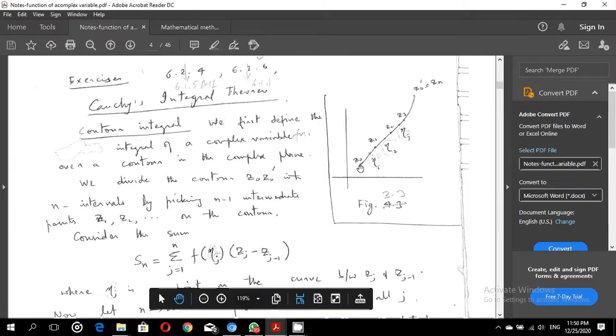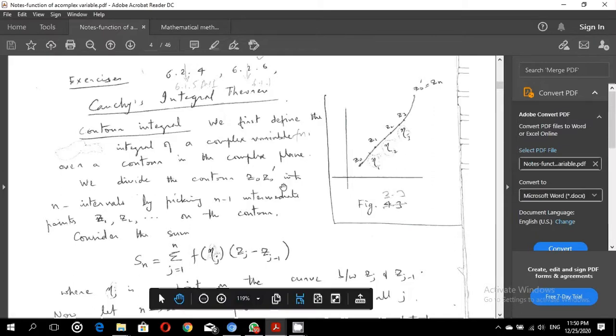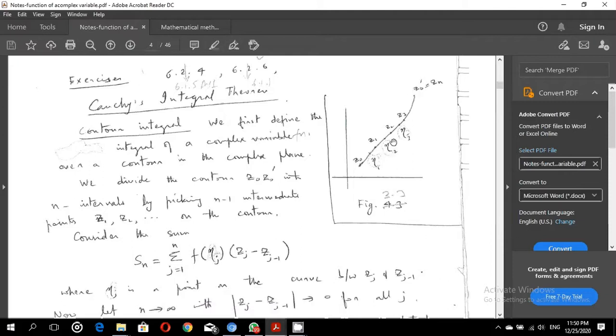Now this is the contour, this line, on which we want to integrate a certain function from the point z0 to the point z0 dash equal to zn. So we have divided the contour z0, z0 dash into n intervals. So we have n small intervals by picking n minus 1 intermediate points z1, z2, z3 up to zn.